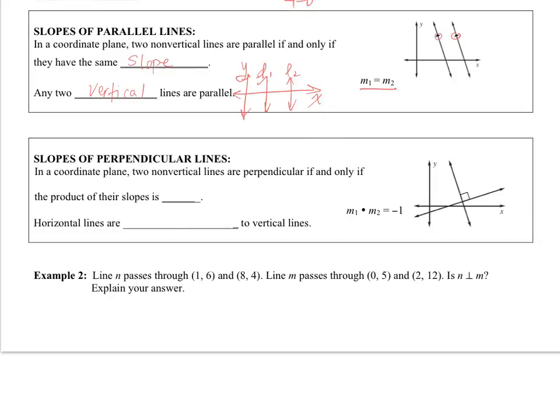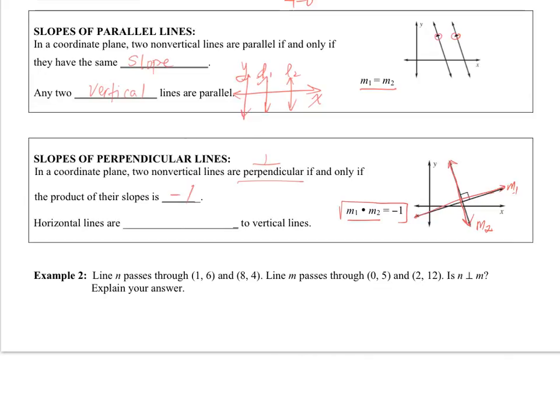Okay, and slopes of perpendicular lines. In a coordinate plane, two non-vertical lines are perpendicular if and only if the product of their slopes is -1. So if we look at the picture to the right here, if the slope of this line is m1, and this line, which is perpendicular to the first one, is m2, then the product m1 times m2 is -1.